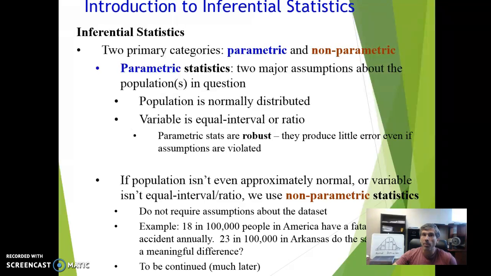So let me give you an example. Let's say that our dependent variable, or variable that we're measuring, is a morbid one, but one worth knowing about, the number of people in fatal traffic accidents.